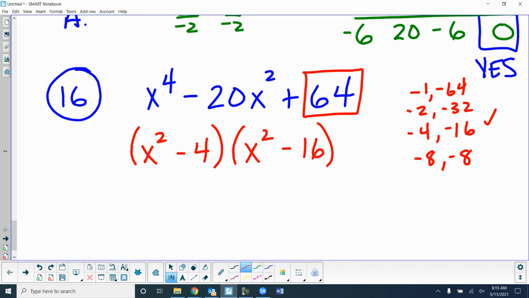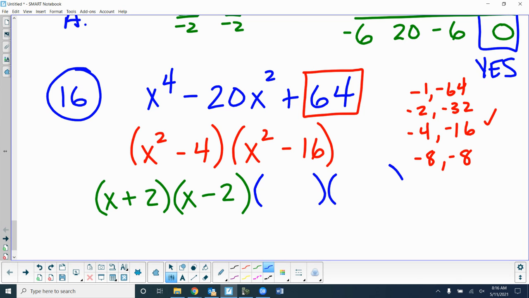Well, those are difference of squares. Those are both perfect squares, and there's a minus between them. So for this one, I'm going to take the square root of x squared, the square root of 4, and one's plus and one's minus. And for this one, the square root of x squared is x, the square root of 16 is 4, one's a plus and one's a minus. All right? So the zeros are, for this one, negative 2, positive 2, negative 4, and positive 4.